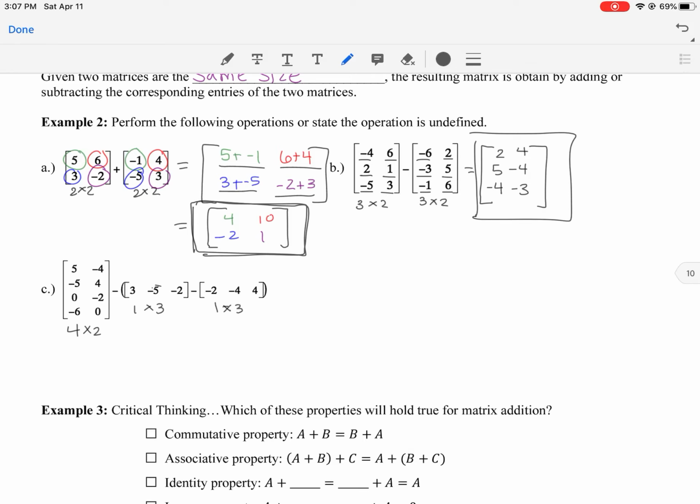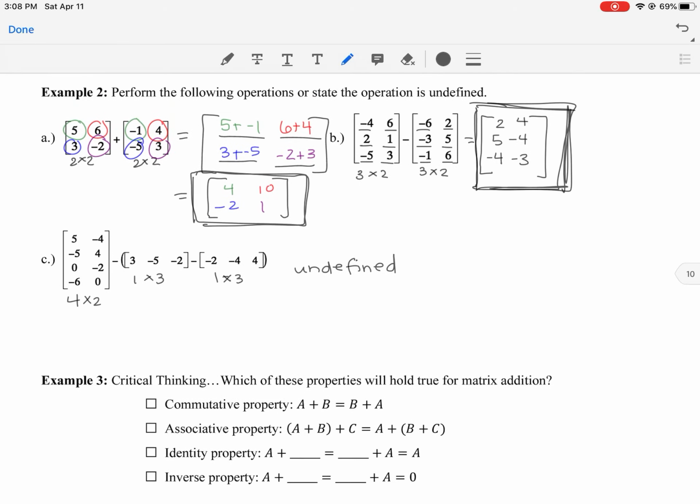Okay. This one is a 4 by 2, and then I have a 1 by 3 and a 1 by 3. While I could subtract these 2 1 by 3s, I cannot then subtract that from the 4 by 2. If you cannot do it, we often call it undefined. The other way I've seen people describe it is impossible, but basically, if they do not have the same dimensions, you cannot do it.